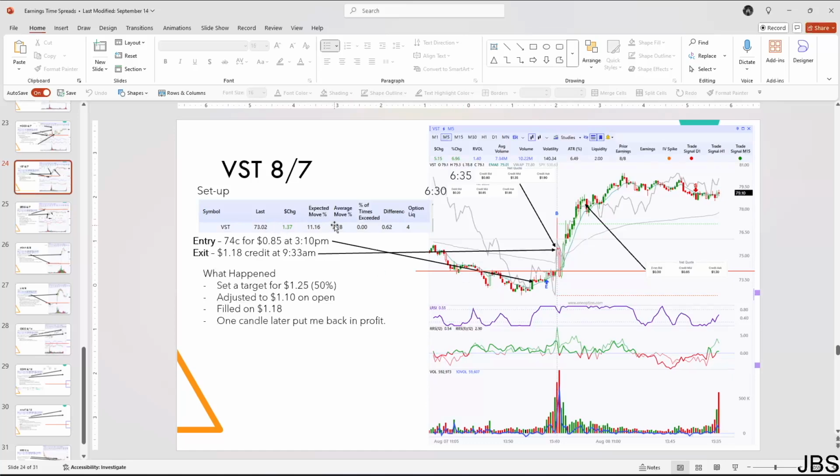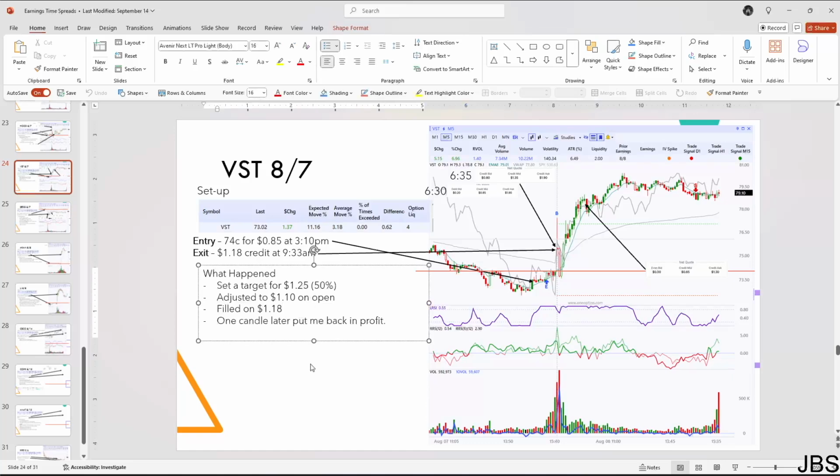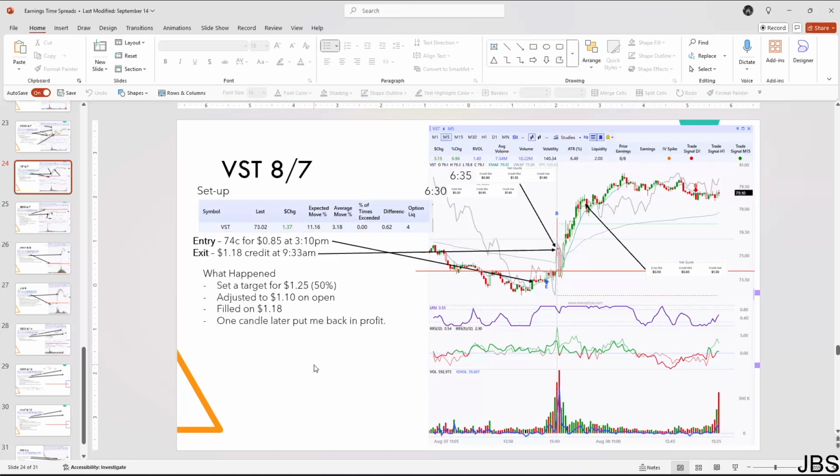So here's a setup on VST. Never exceeded. Good difference. Good OL. Good price. So took the $74 calls for an 85% debit, and then I exited the next day for a decent credit, not a 50%, probably closer to maybe 40%, something like that.